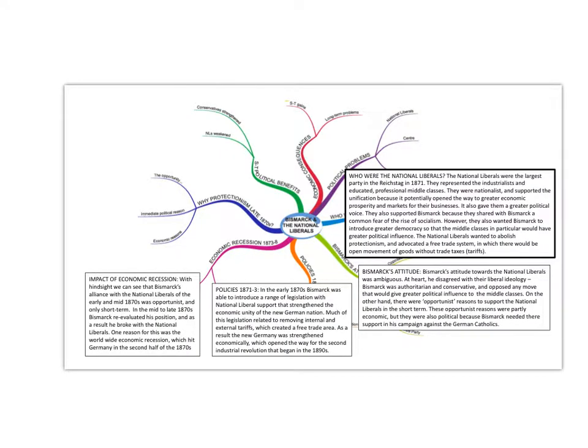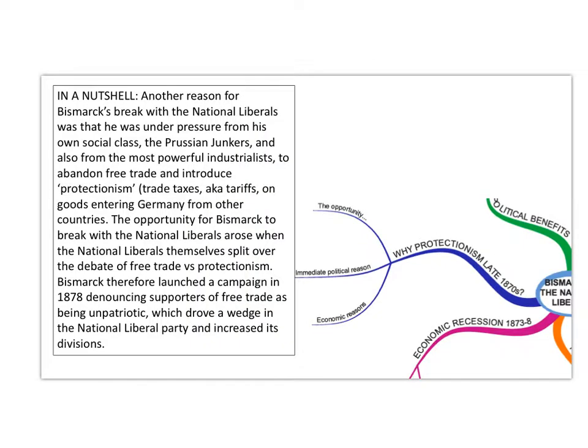So again, return to the big picture. We've covered 4 of the strands now. So we now move into this one. Why then did Bismarck move away from free trade, which was his policy in the early 1870s, towards a policy of what we call protectionism in the late 1870s? And in a sense, we have already now answered that question. Let's just go through it in a nutshell. So another reason for Bismarck's break with the National Liberals was that he was under pressure from his own social class, as I just said, the Prussian Junkers, because they were farmers hit by the recession.